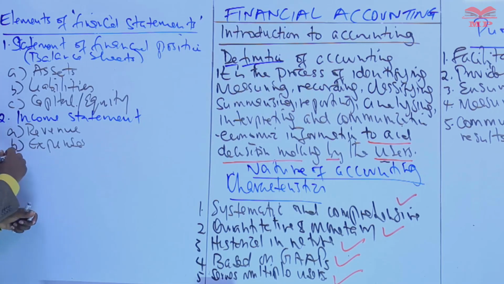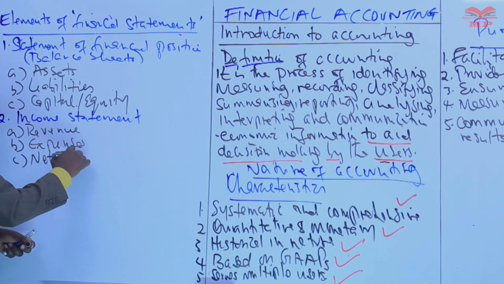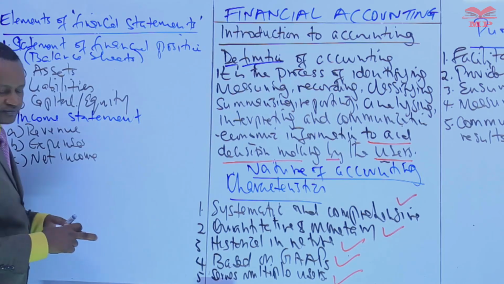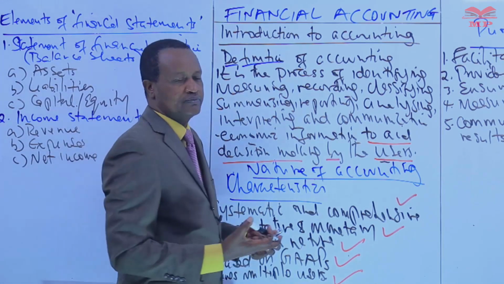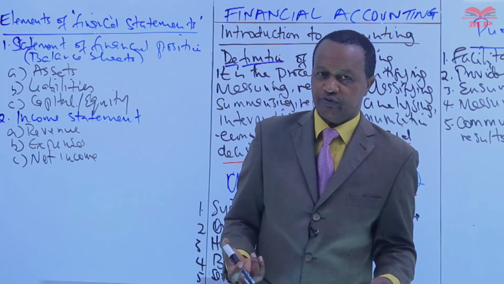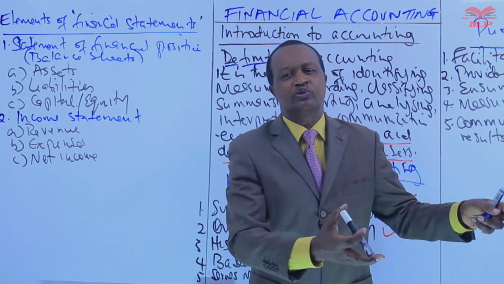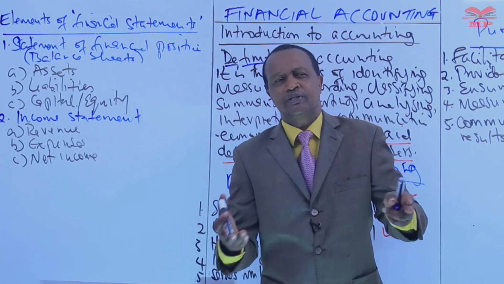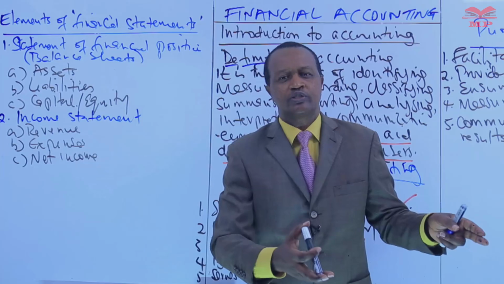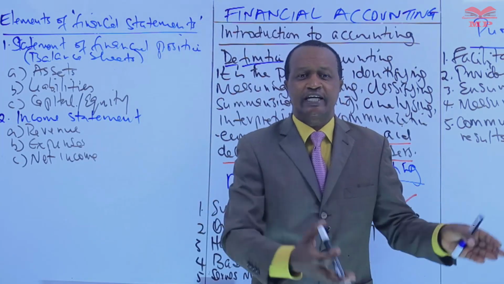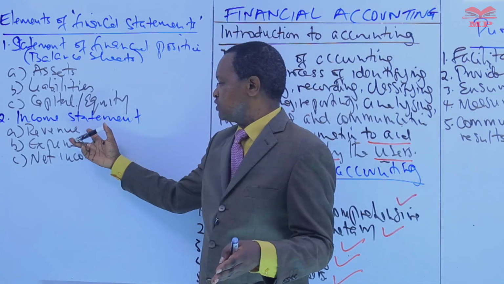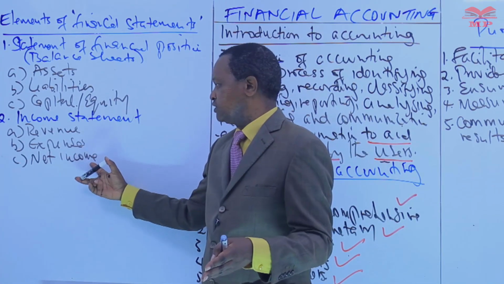Net income. Now, net income or net profit is the difference between revenues and expenses. And net income represents the company's profit or loss over a specific period of time. So the difference between revenues and expenses is what we are referring to as net income.